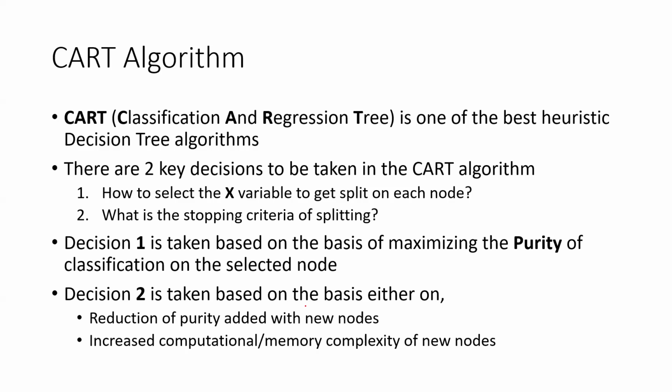So let's see how each of the decisions is taken by the CART algorithm. The first decision, which is selecting the x variable to split, is basically taken on the basis of maximizing the purity of classification of the selected node. What does this mean? So when you are adding a new variable or a new node, why are you adding a new node into the tree?